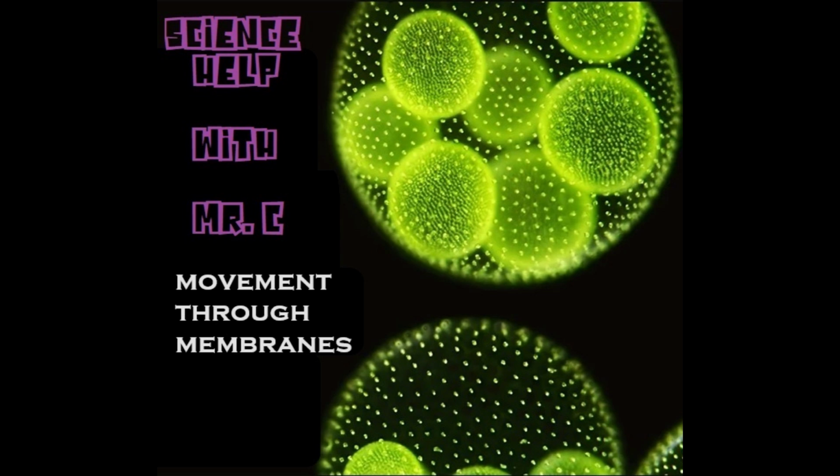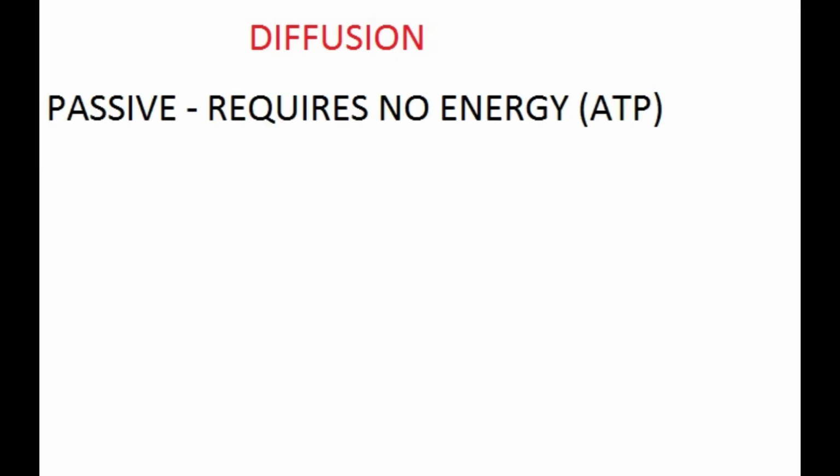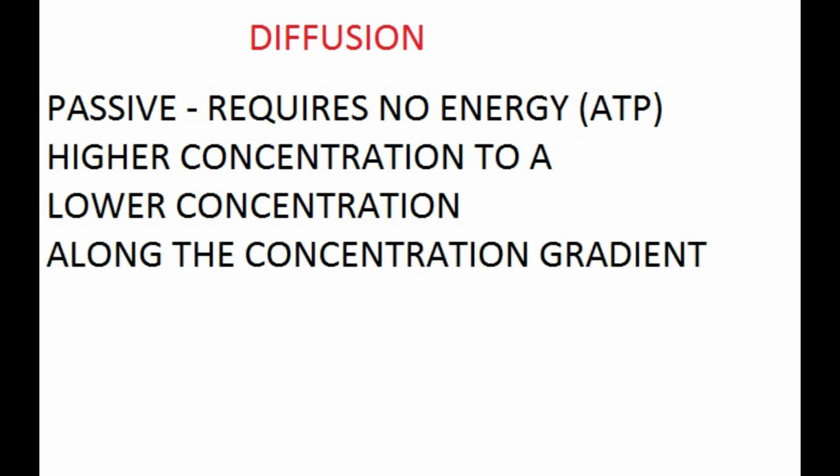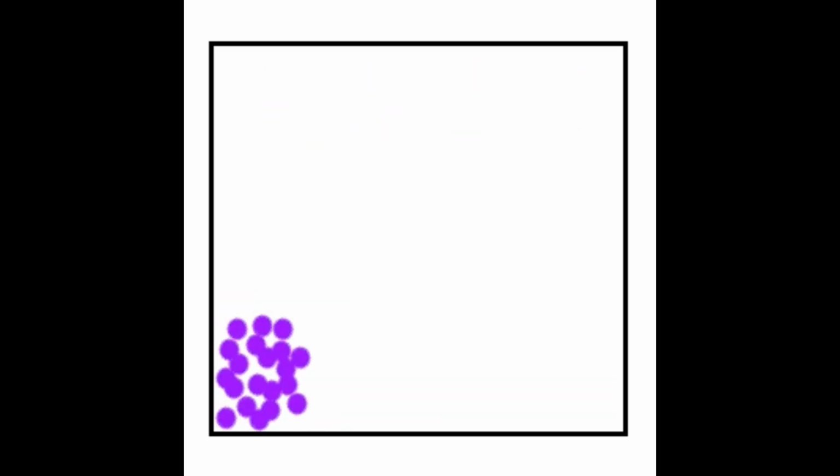Movement through membranes. There are many ways that substances move in and out of cells. The first is diffusion. Diffusion is a passive process. Passive means that it does not require ATP. In diffusion, substances move from a higher concentration to a lower concentration along the concentration gradient. Substances that use diffusion are ions like potassium.